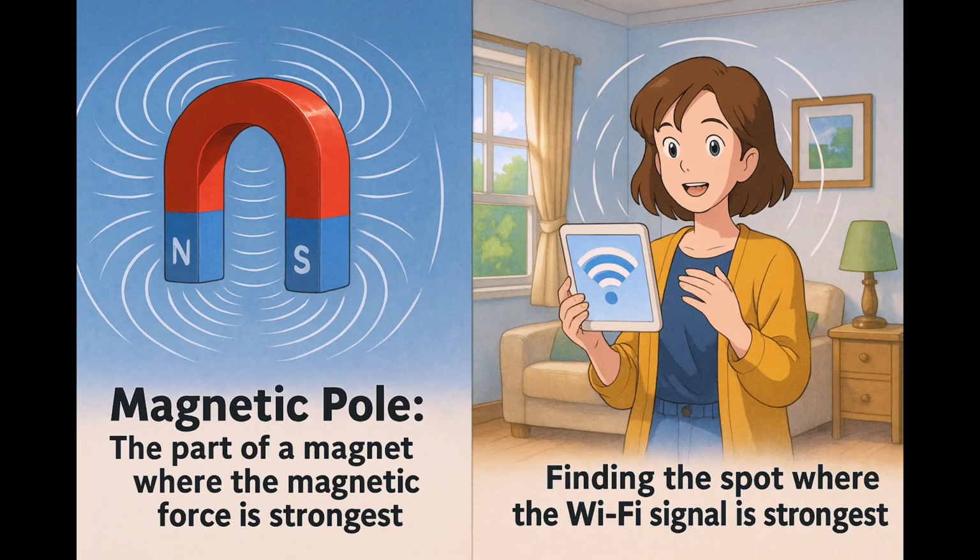In this analogy, the Wi-Fi signal is like the magnetic force. The router is analogous to the magnet, and the spot with the best connection is comparable to the magnetic pole, highlighting the point where the strength is most concentrated and effective.